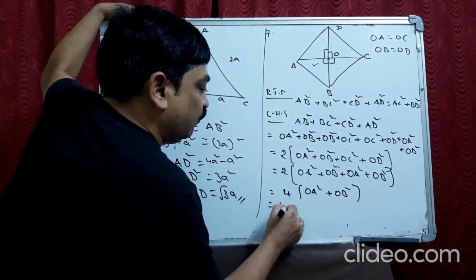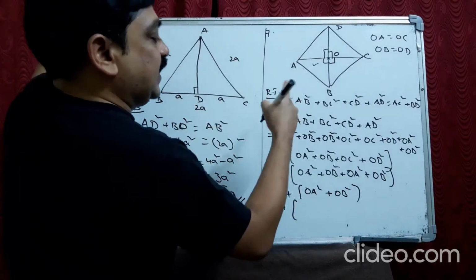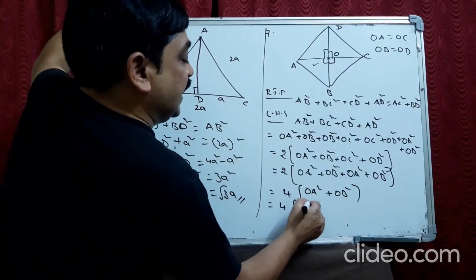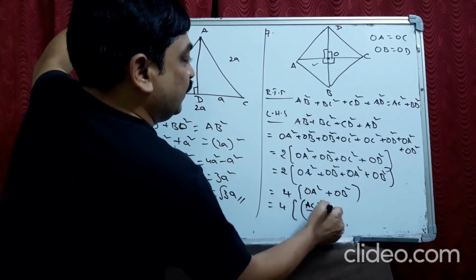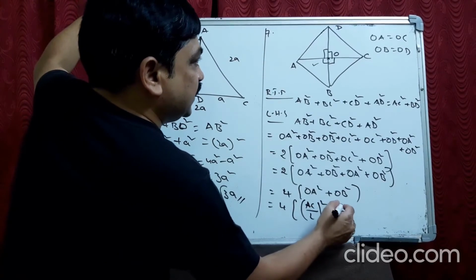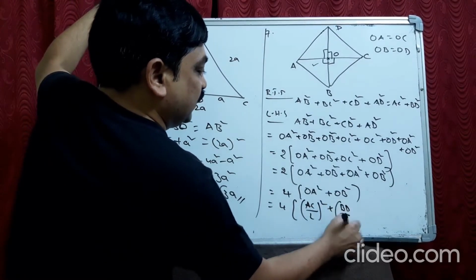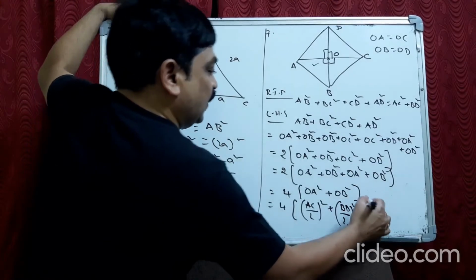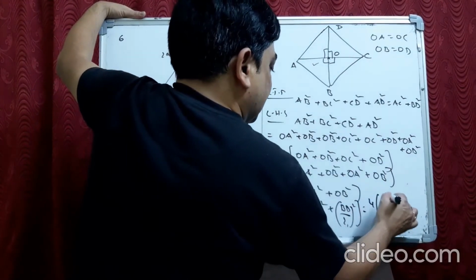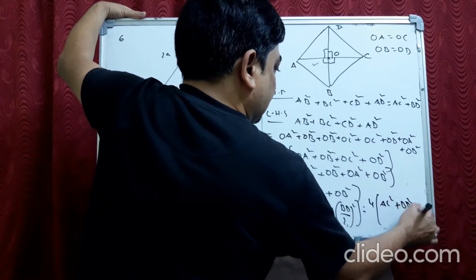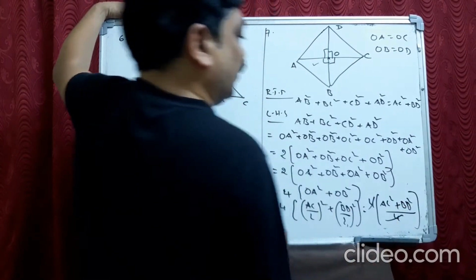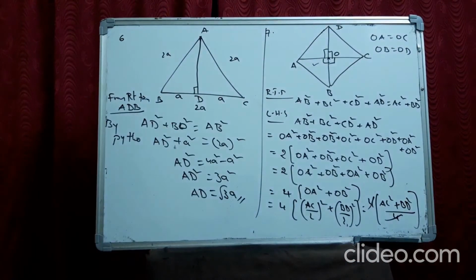Now 4 into OA square plus OB square. I can write OA as AC by 2 whole square and OB as BD by 2 whole square. So it becomes 4 into, if I take LCM, AC square plus BD square by 4. So 4 gets cancelled. It is AC square plus BD square.